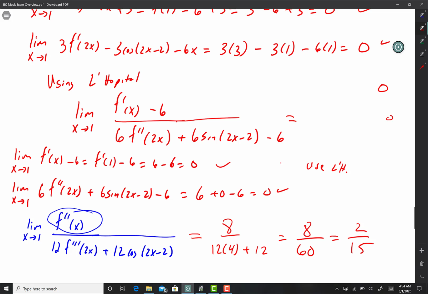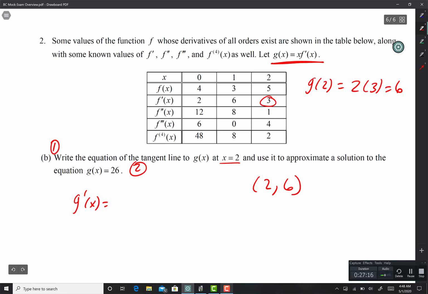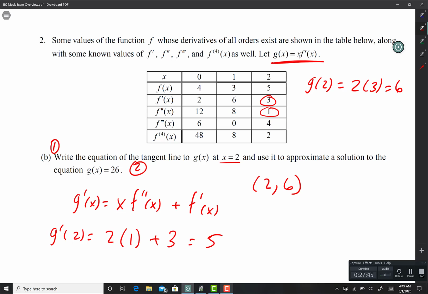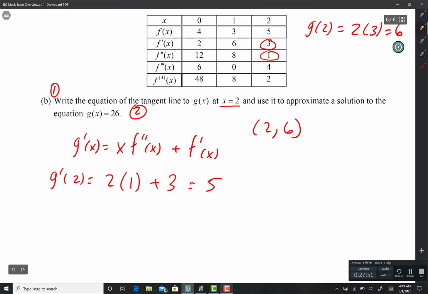Sorry about that. All right. Of x, I have to do product rule. First times derivative of the second, f prime prime of x, plus second f prime of x times derivative of the first, which is just 1. So there it is. So g prime of 2 is equal to 2 times f prime prime of 2. F prime prime of 2 is 1. If I did that correctly there. Plus f prime of 2. F prime of 2 is 3. So it looks like it's 5. I don't see any mistakes. Let me just make sure. Yeah, we're good.